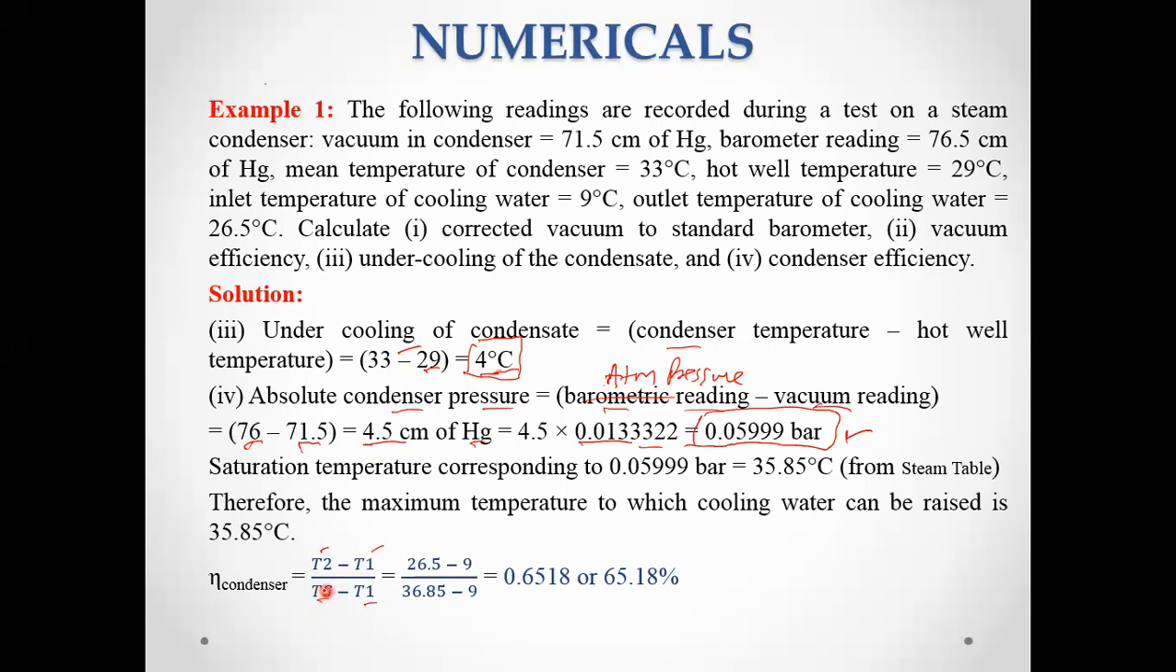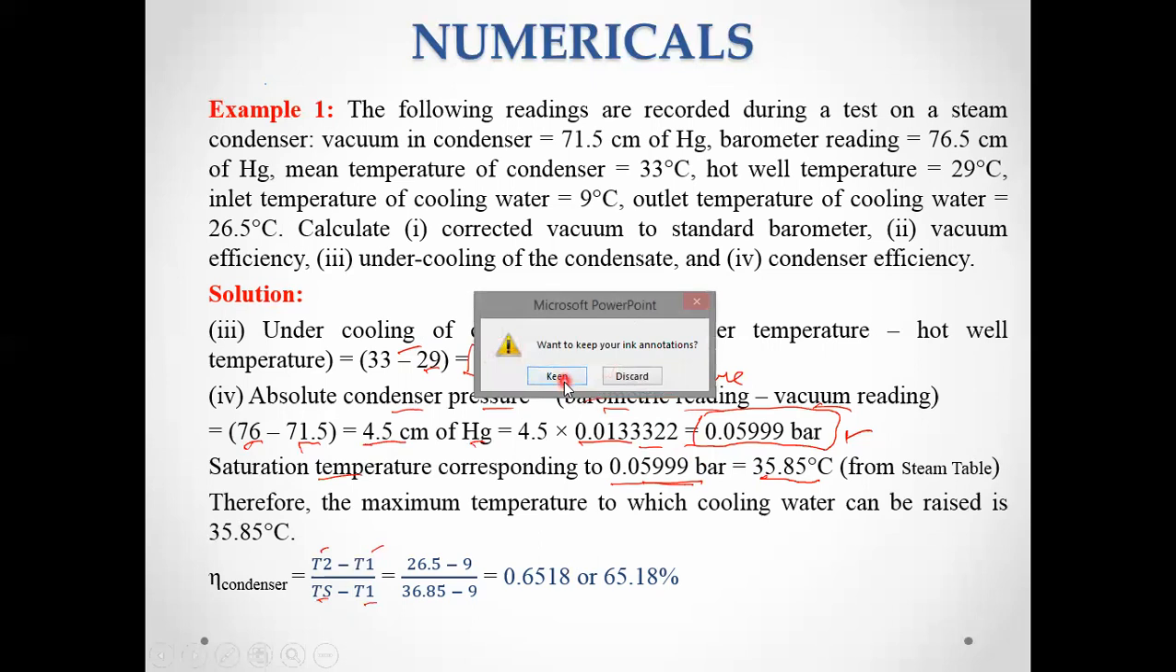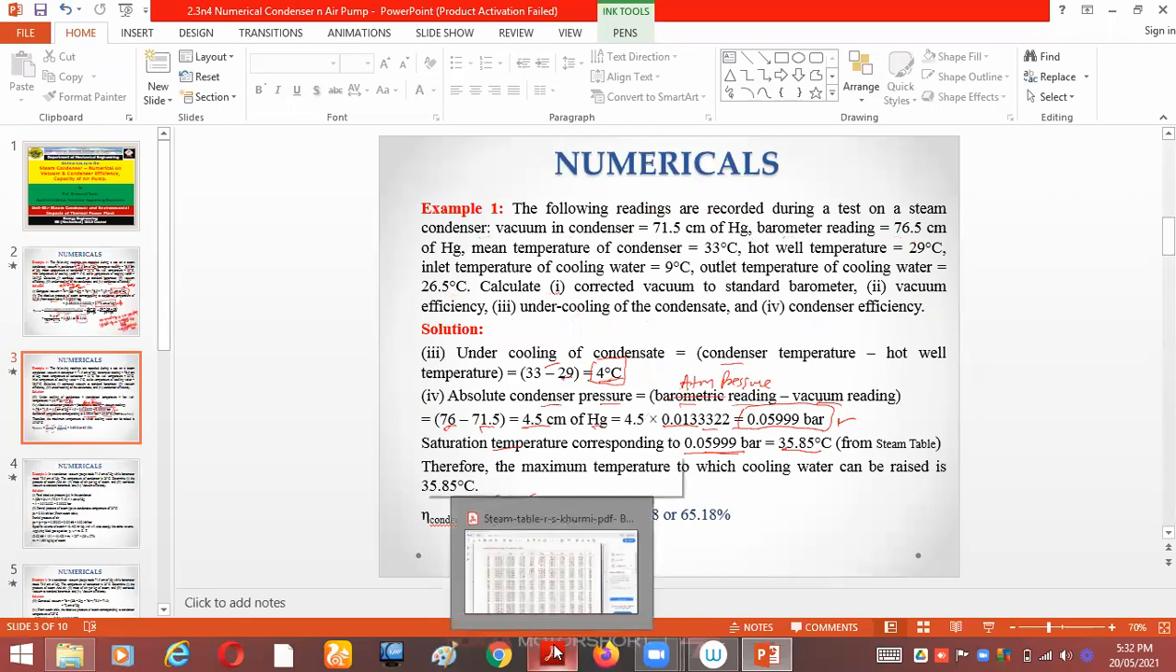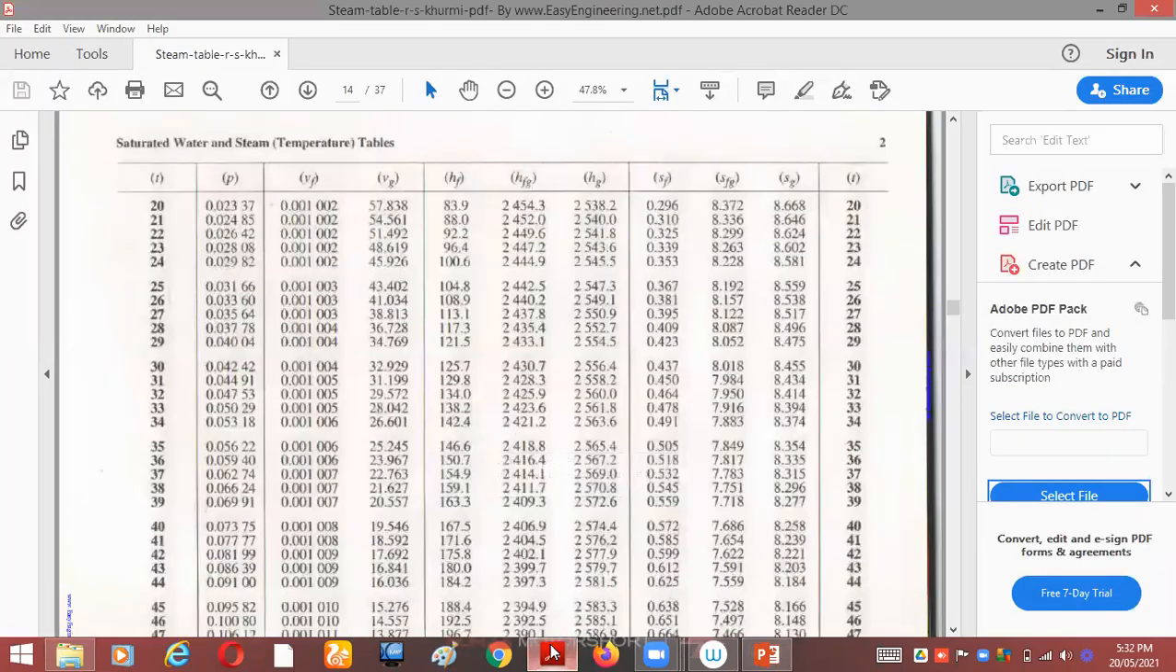Since the saturation temperature is not given, and given is the mean temperature of the condenser, we have to find this saturation temperature. The saturation temperature corresponds to the absolute pressure of the condenser, that is 0.05999 bar. So this we will get as 35.85 degrees Celsius. Again we have to use the steam table for 0.059 bar.